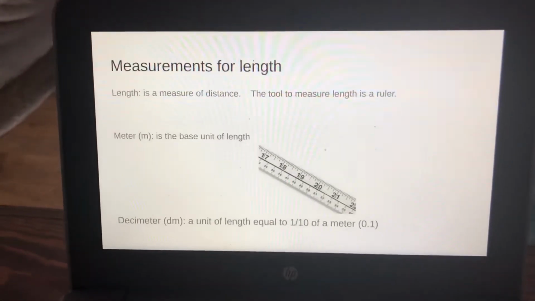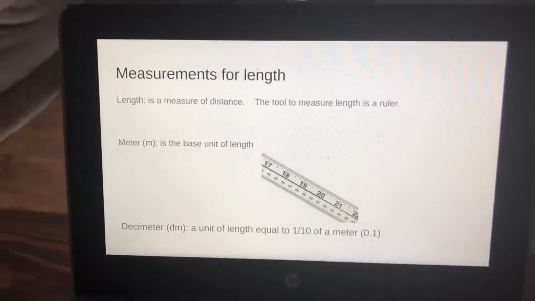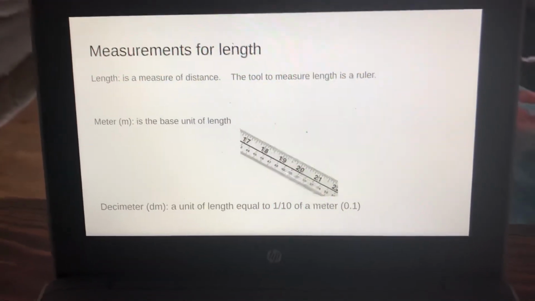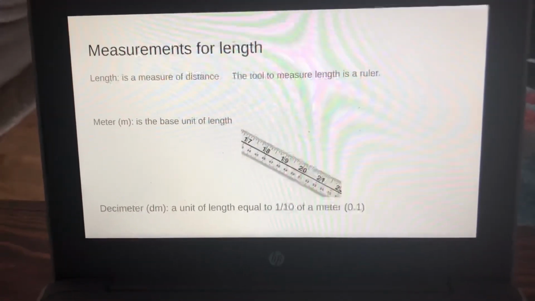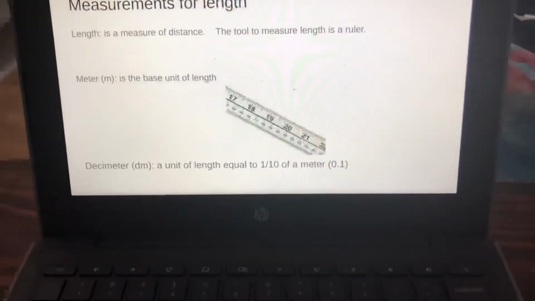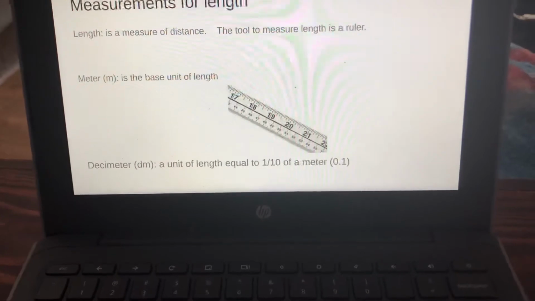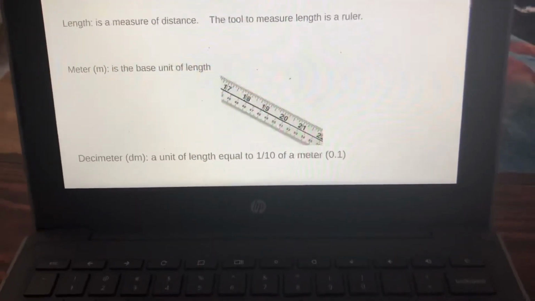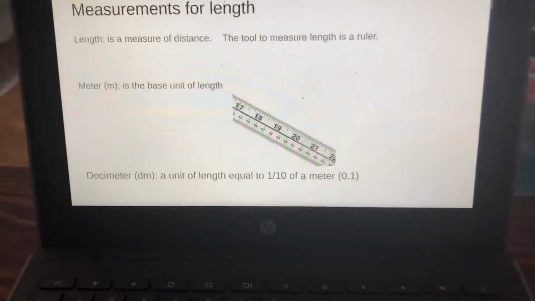Measurements of length. Length is a measure of distance. The tool used to measure length is a ruler. Meter is the base unit of length, and the abbreviation for meter is m. Decimeter, a unit of length equal to 1/10 of a meter, and the abbreviation for decimeter is dm.